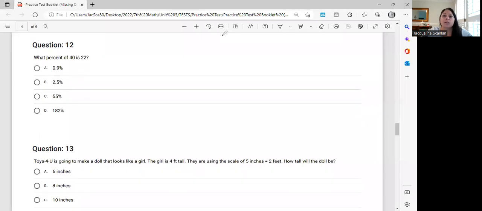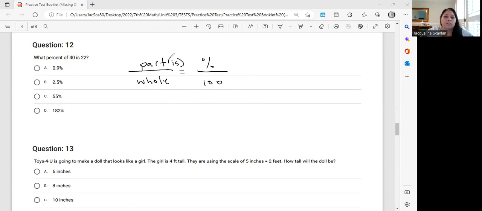Number 12 is a percent problem, so I am going to use that normal setup of part over whole equals percent over 100. And again, remember, I'm going to use this all the time, but there are other ways to solve these problems. So I'm going to now try to figure out where everything goes. "Is over of" is another way to look at this. I'm going to read the problem, and it says, what percent of 40 is 22?